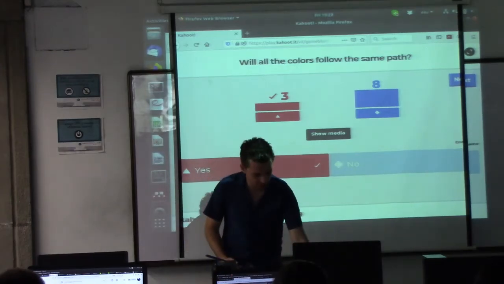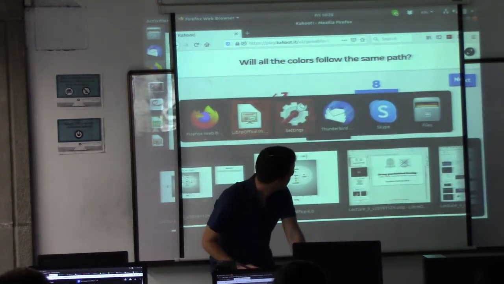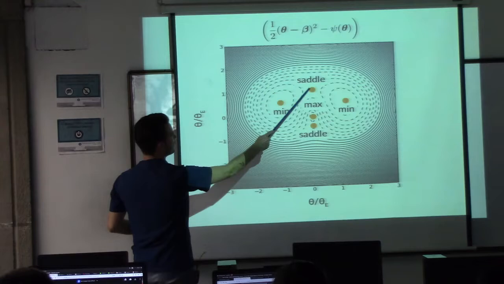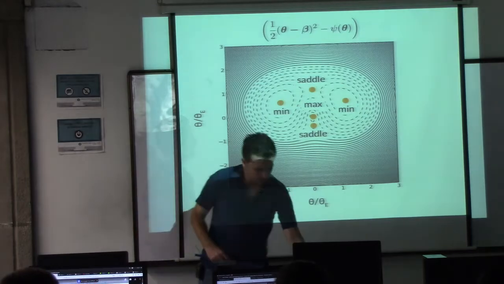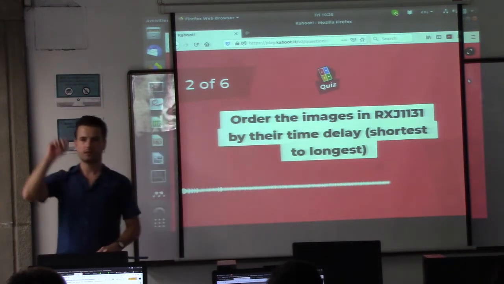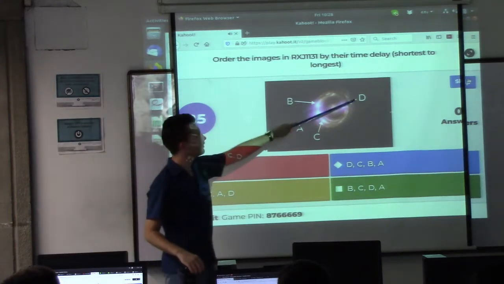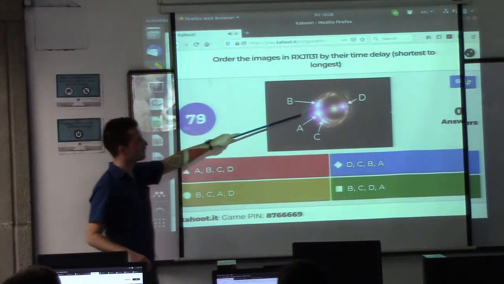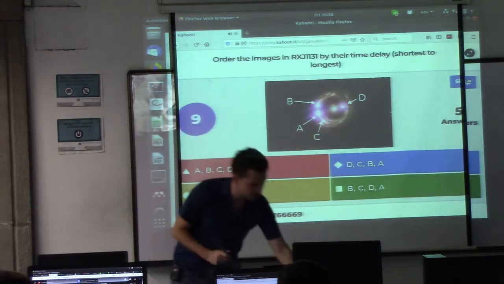So think about the function I was just showing. I'll just briefly go back to the slide. So we have a saddle point over here, minimum over here, minimum over here, maximum here, saddle point over here. And so my question is going to be, if you take the four lensed images of RXJ1131, I label them A, B, C, and D, and there is some change in the source, in what order will the signal arrive to these four images?